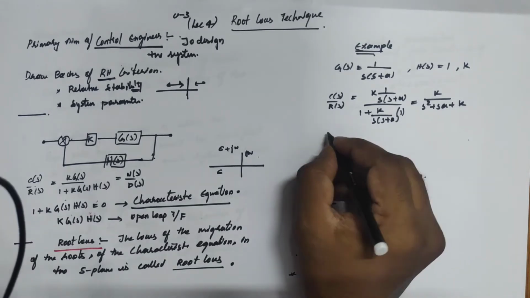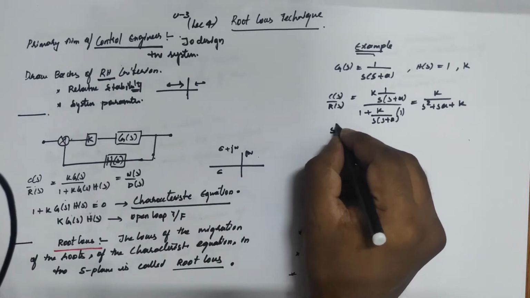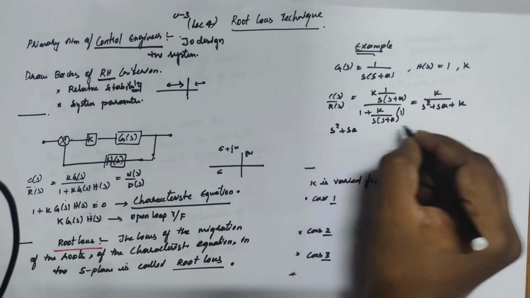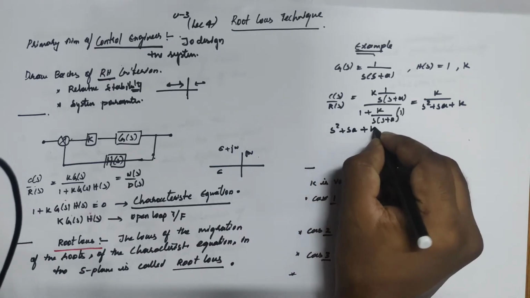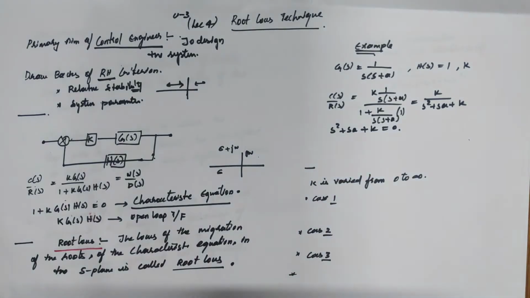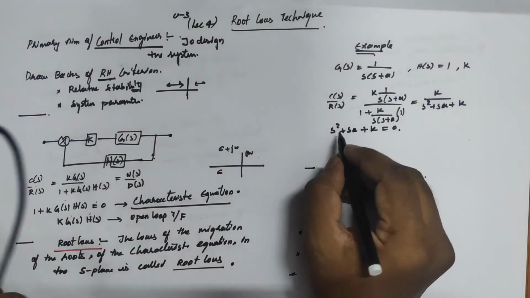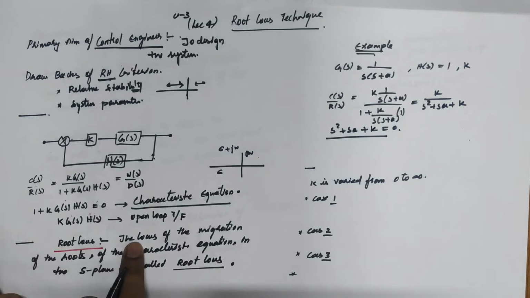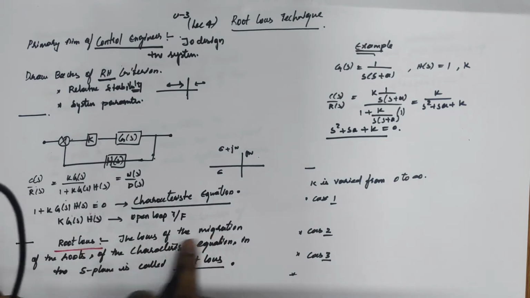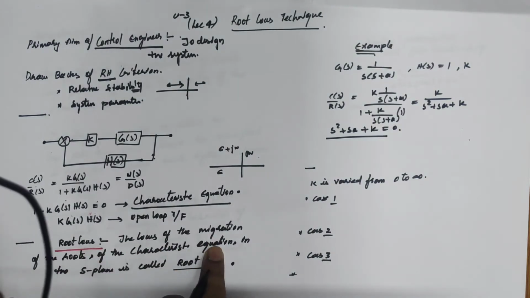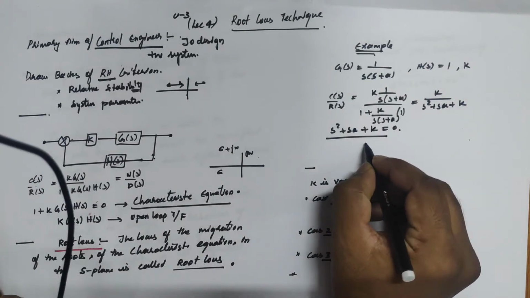Okay, so what is my characteristic equation? s square plus sa plus k equal to 0 is the characteristic equation of my transfer function. Now for this transfer function, the root locus is the locus of migration of roots of the characteristic equation. So I want to find the roots of this characteristic equation.